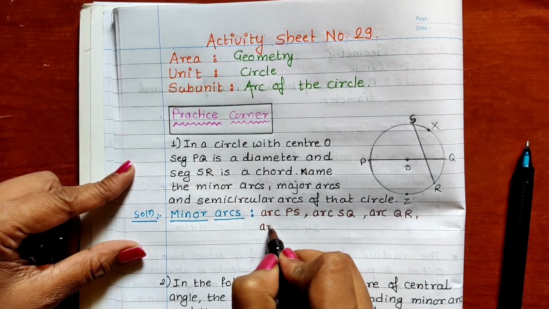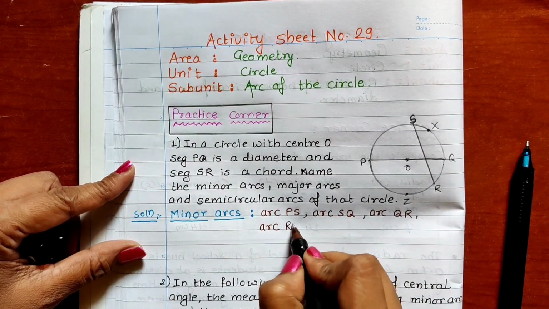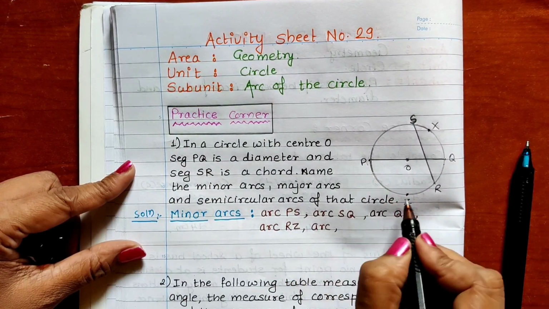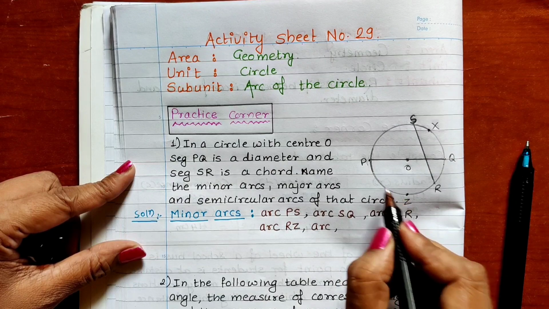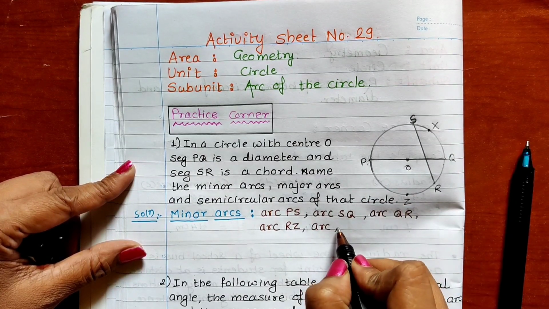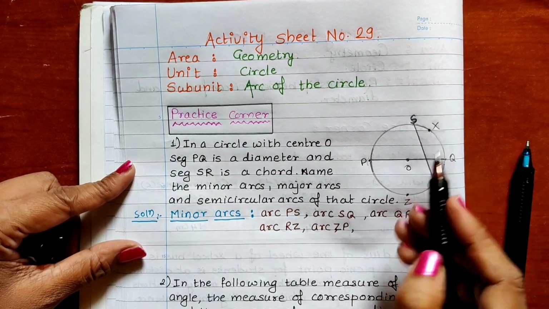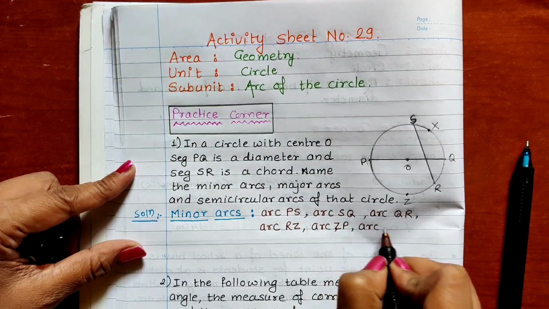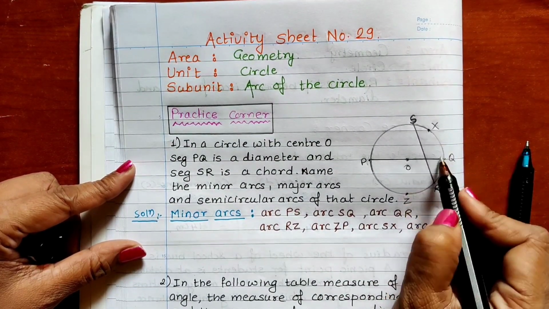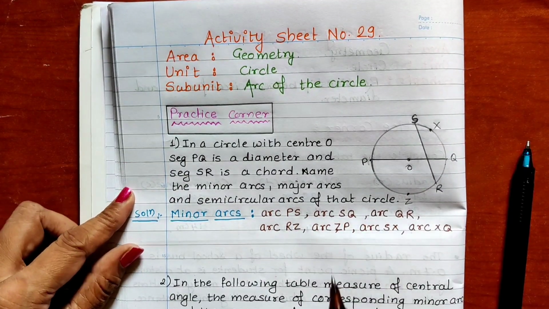Then arc RZ, this small arc RZ, then arc ZP or PZ, one and the same thing. With end points you can write PZ also or ZP also. So arc ZP. I did not write this SX, so I can write arc SX also, and then I can write arc XQ also. So in this way you can write the names of the minor arcs.